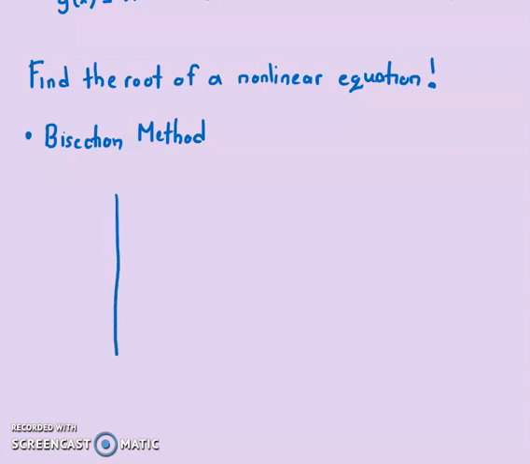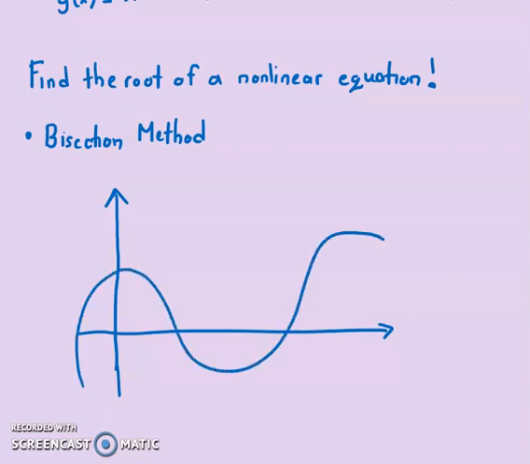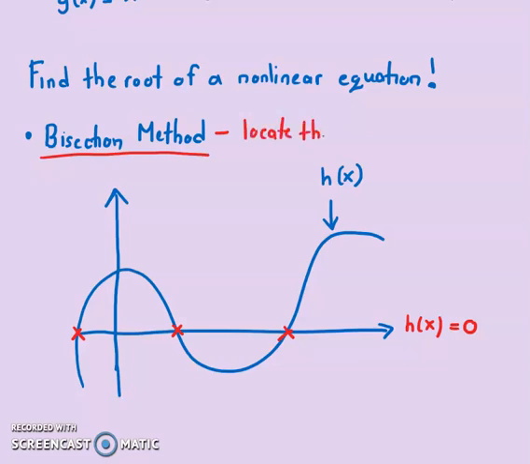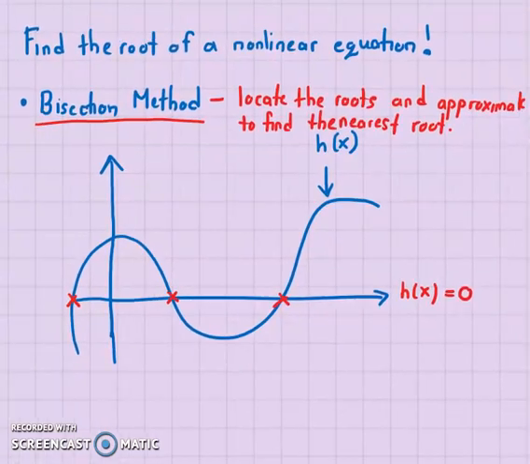Okay, so for example, let's say I have this graph here. Let's say this is the graph of a function. I want to call it h(x). We don't know the equation, but you know where the roots are. There are at least 1, 2, 3 roots when h(x) equals 0. Now how can you locate these roots? That's what bisection does. The bisection method will try to locate the roots and approximate to find the nearest root. So it can only do one step at a time.